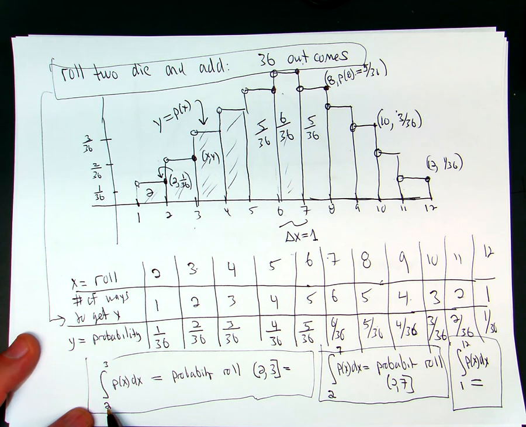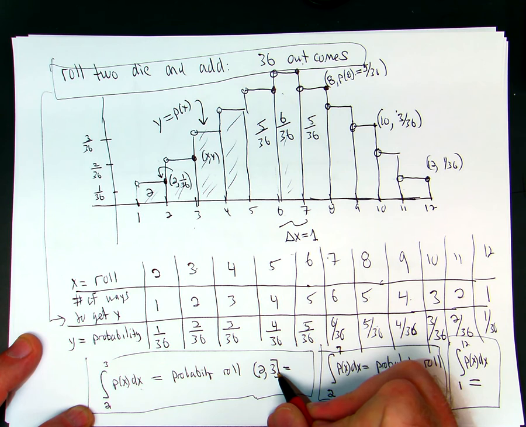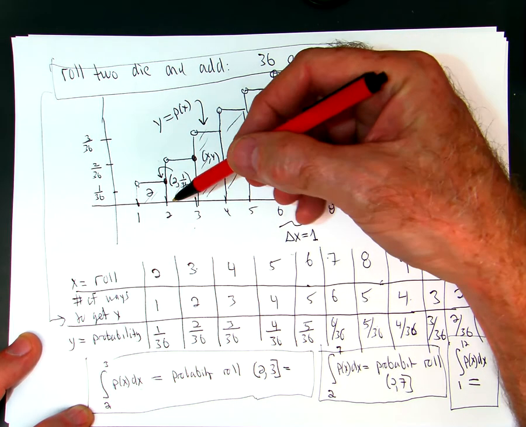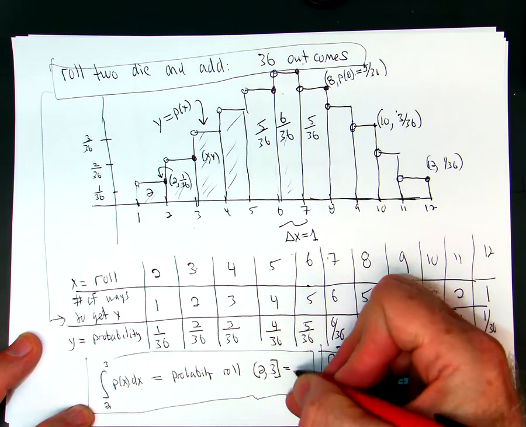And what we're going to interpret, if I look at the integral from 2 to 3 of p of x, well, that's the probability that I'll roll greater than 2 but less than or equal to 3. What's that probability? I can just look right here. For this area right here, it's 1 over 36.